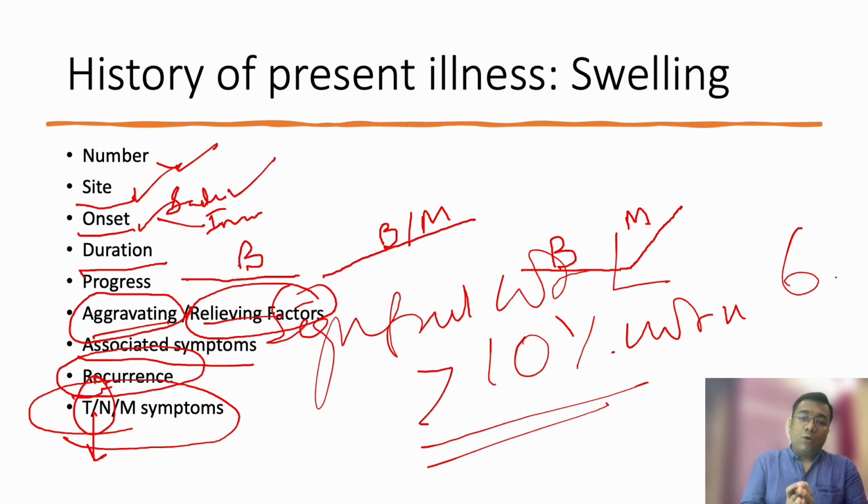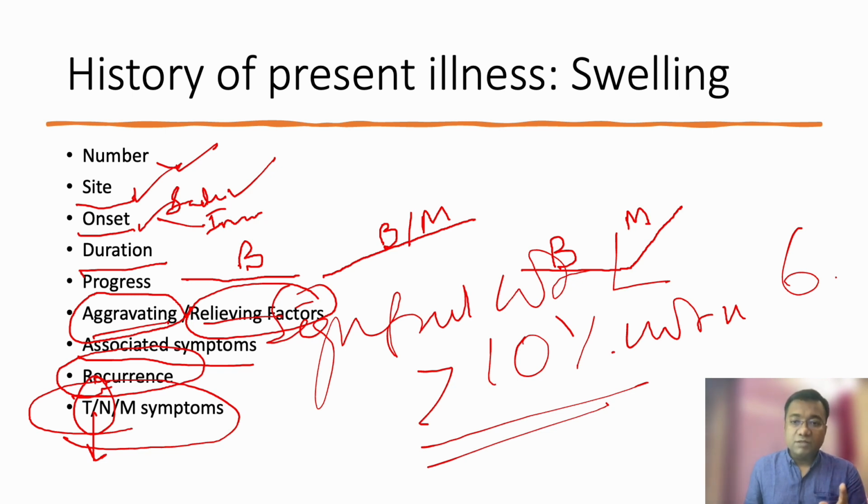Now you can have system-specific metastasis. Breast cancer commonly metastasizes to the dorsolumbar vertebra. It metastasizes to lung and liver, and brain also. So you need to inquire whether the patient is having any recent onset low back pain or not.